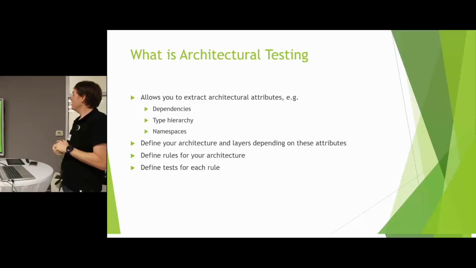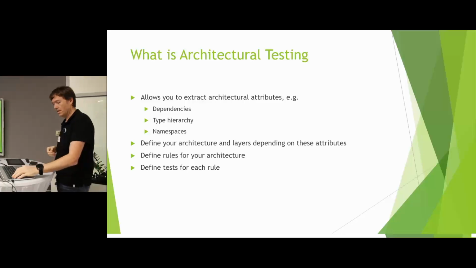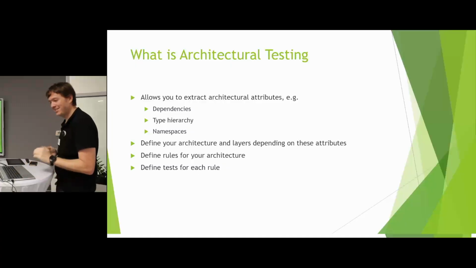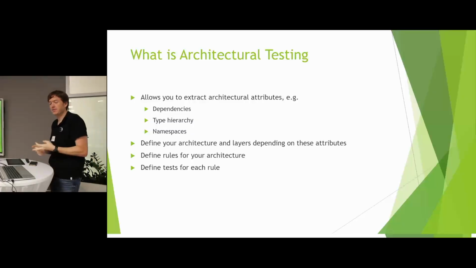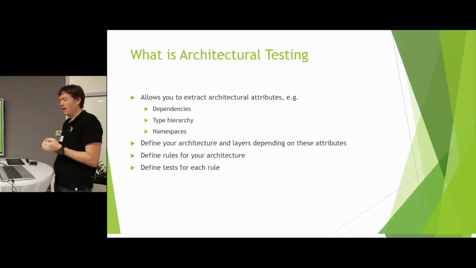Next topic, what is architectural testing? So we have snapshot testing done. What is architectural testing? One moment, I need my cheat sheet here. So it allows you to extract attributes from your architecture. For example, what are the dependencies? What are your hierarchies for your types? What are the namespaces? You define your architecture by telling it which assemblies are actually part of your architecture.